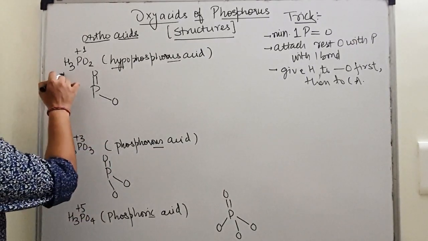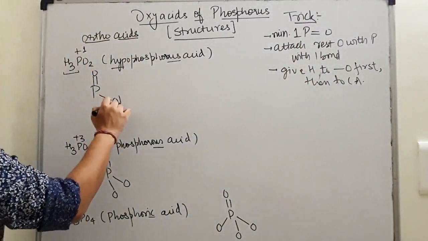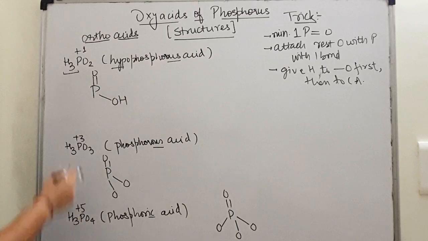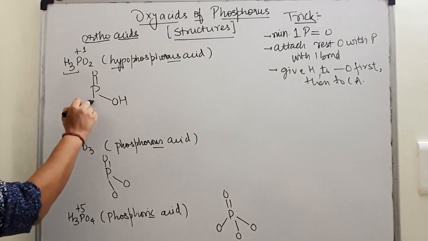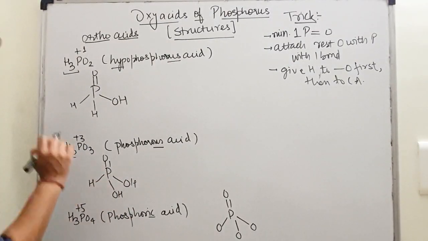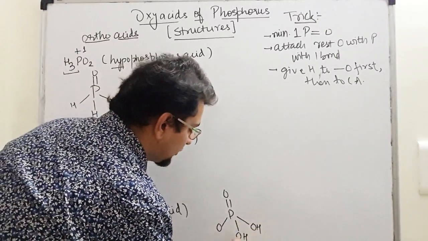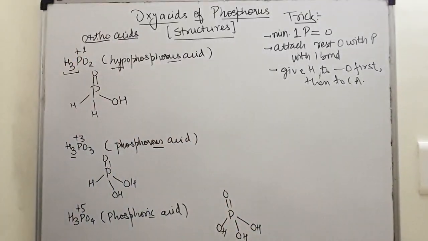Now hydrogen, how many are there? 3. Firstly, give the hydrogen to the single bonded oxygen. So bhaiya, given. How many left? Out of 3, 1 used, 2 left to give to the central atom. Here again 3 hydrogens, so 1, 2 go to oxygens and the third hydrogen is given to the central atom. Here 3 hydrogens, all 3 will go to oxygen, nothing comes to the central atom.